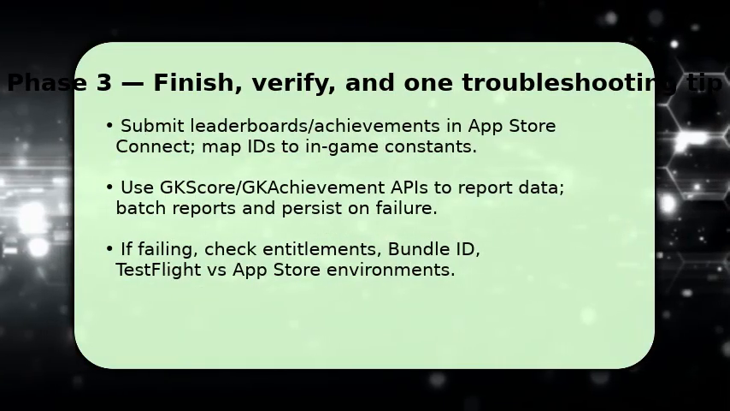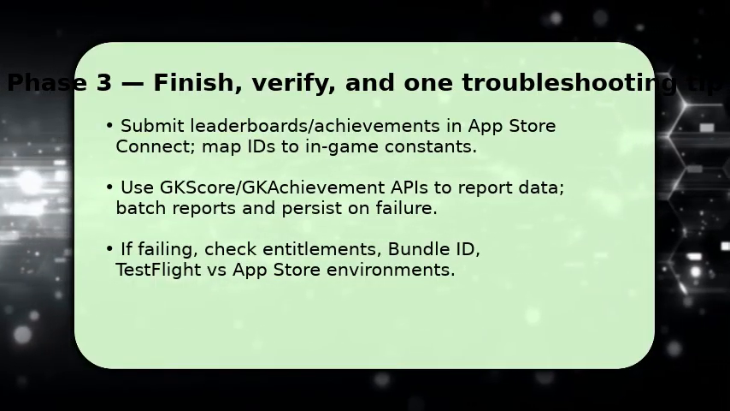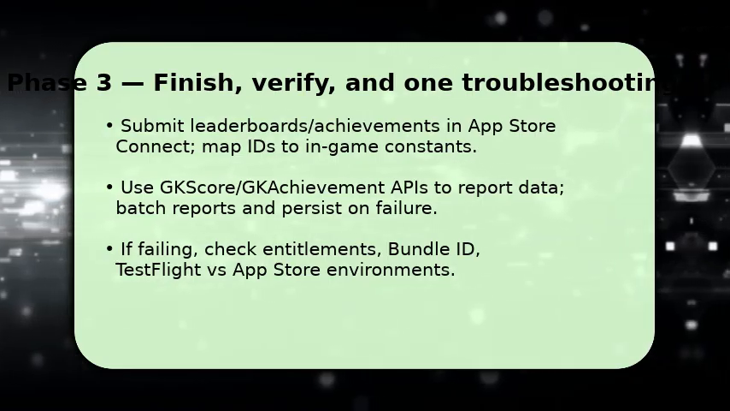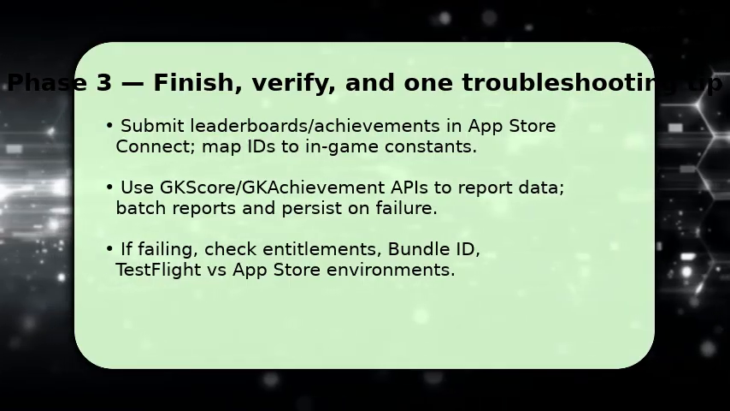Finish by creating leaderboards and achievements in App Store Connect and map those IDs to constants in your game. Use GKScore and GKAchievement to report results. Queue and persist reports locally if network or auth fails, then retry.